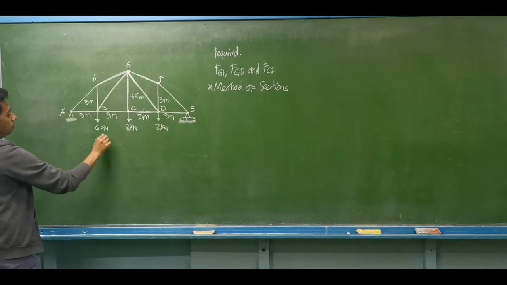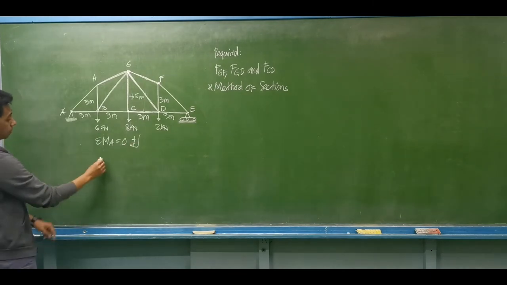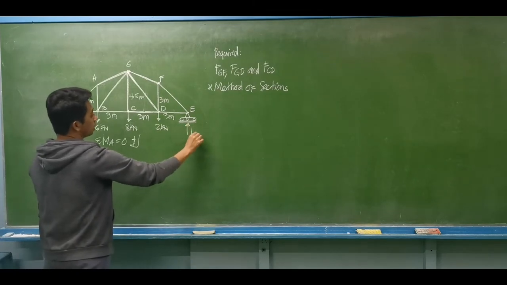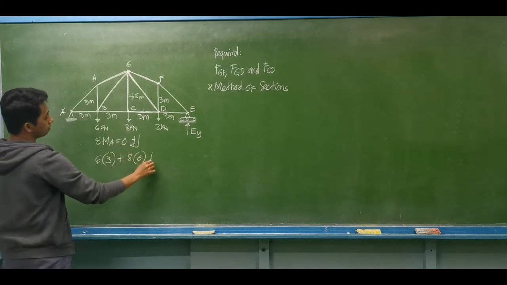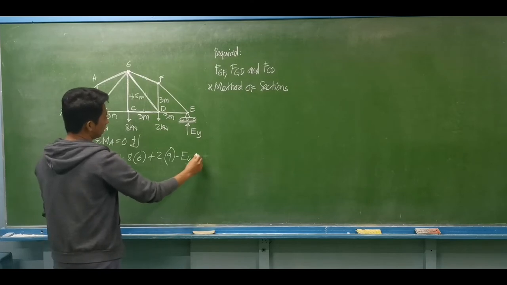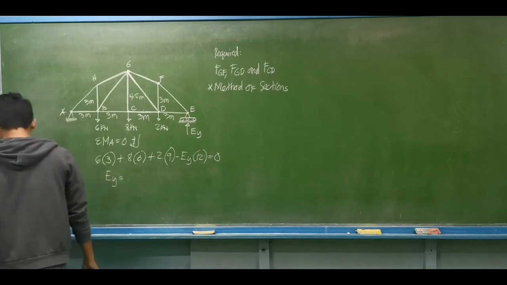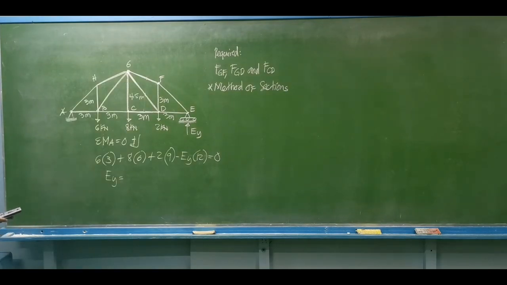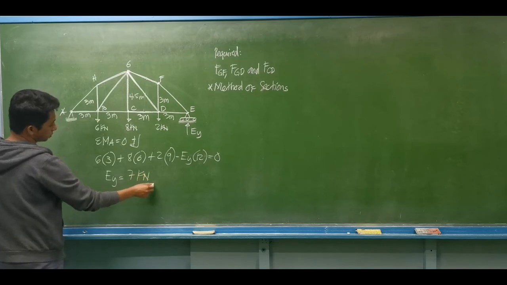So we may do summation of moment. Okay, summation of moment about point A equal to 0, clockwise moments to be positive. That will be equal to 6 times, I'll be assuming this is EY to be upward, 6 times 3, then plus, we have this is 8 times 6 plus, this is 2 times 9, minus the vertical reaction at E multiplied by this is 12 equal to 0. So let's compute for the vertical reaction at E. We have the vertical reaction at E is equal to 7 kilonewtons.